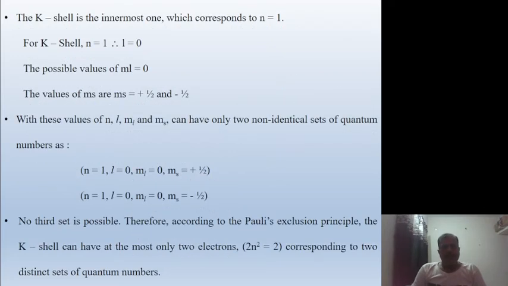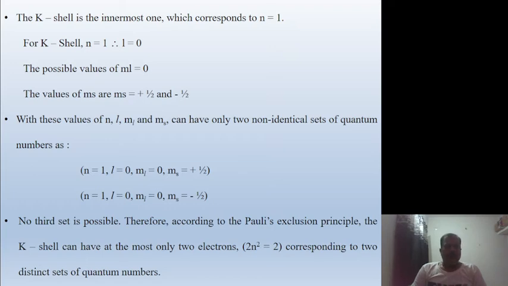The K shell is the innermost shell, which corresponds to n is equal to 1. For the K shell, n is equal to 1, therefore L is equal to 0. The possible value of ML is 0. The values of MS are plus half and minus half. Plus half means up transition and minus half means down transition.